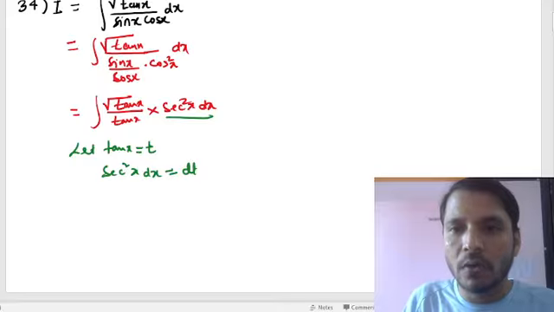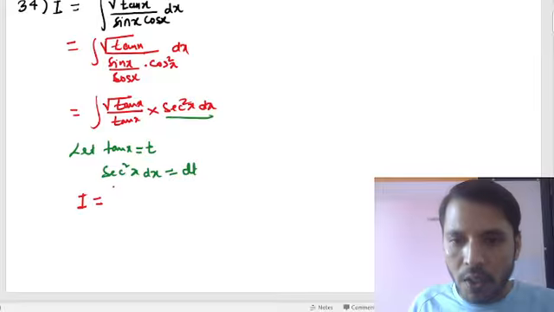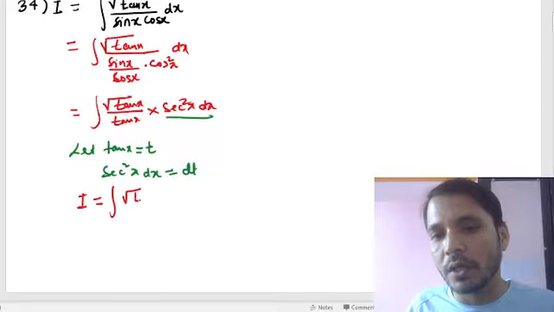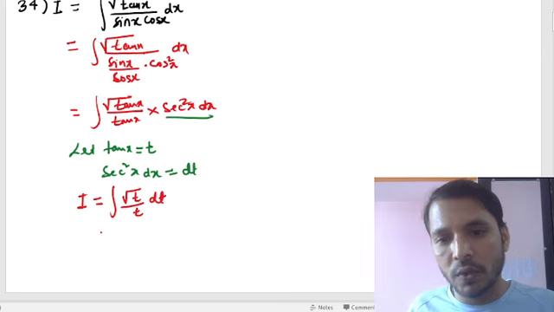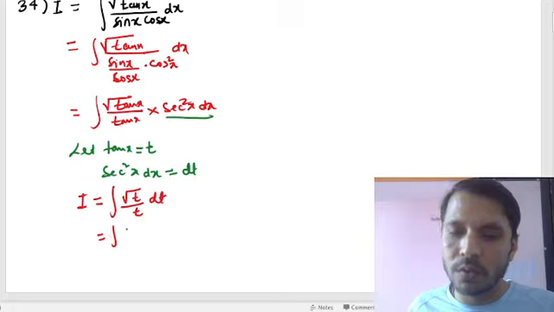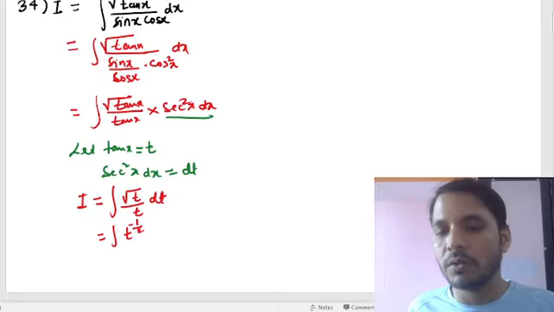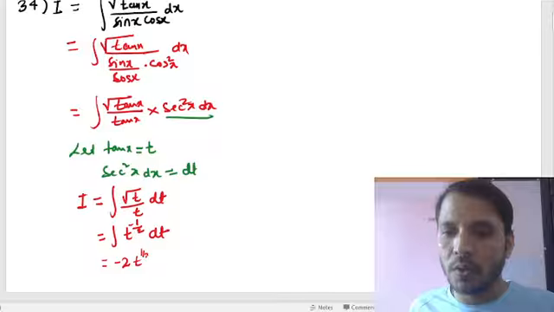So our I is now the integration of under root of t divided by t, dt. We can simplify this: under root of t means power 1 by 2, and minus power 1, so it becomes t power minus 1 by 2 into dt. So what is the integration of this? Minus 1 by 2 plus 1 is 1 by 2, so it will become t to the power 1 by 2 divided by 1 by 2, plus c.